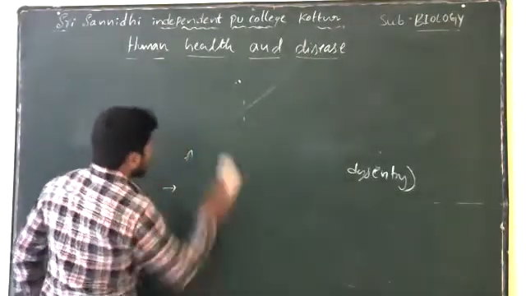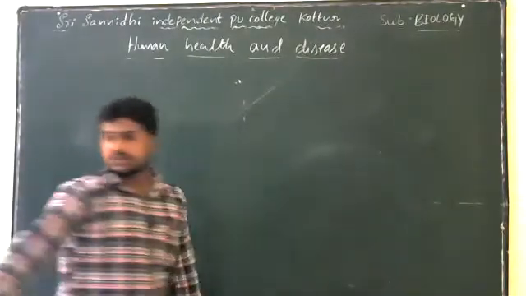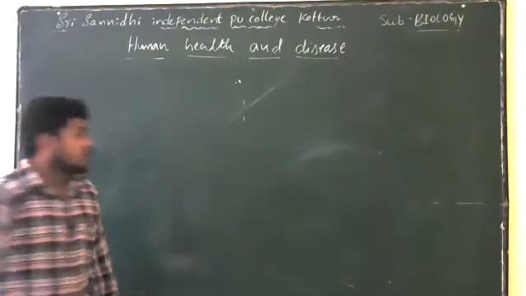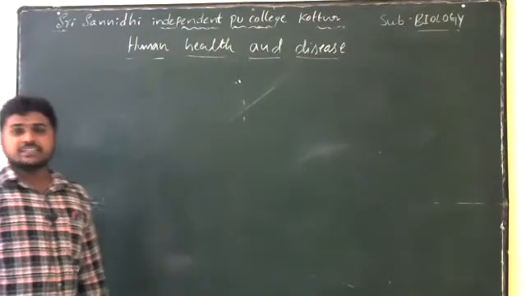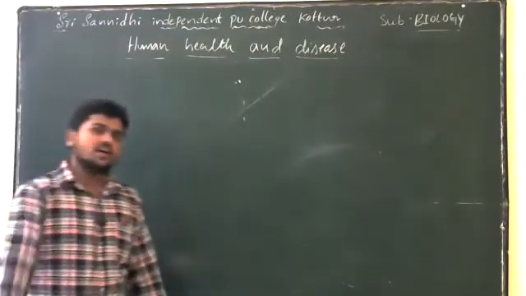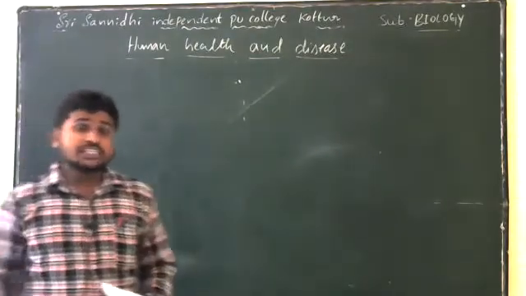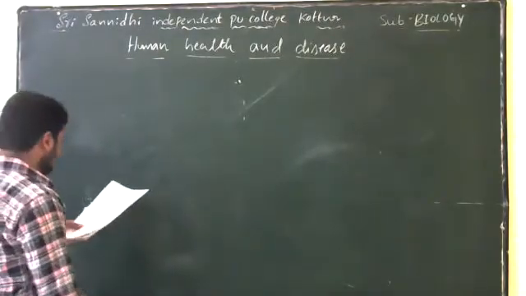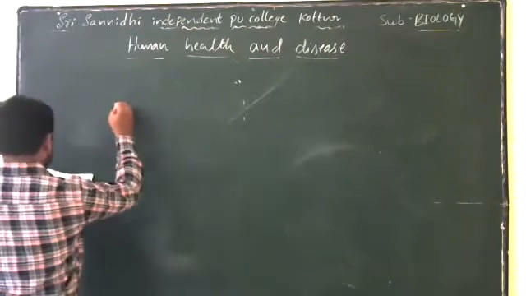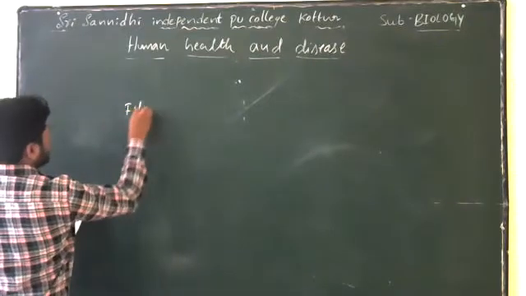Coming to helminth diseases. Look, which are the helminth diseases? One is Ascaris, which we have studied; Ascaris causes ascariasis. Ascaris is the causative organism and ascariasis is the disease. One more is filariasis, or elephantiasis.